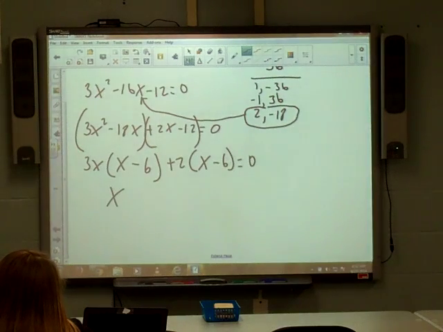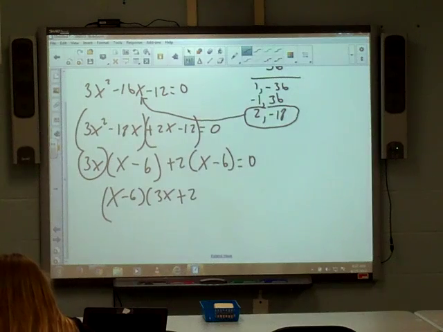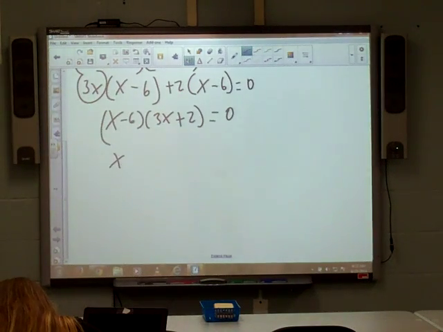X minus 6. So we write that out. Now if I took an x minus 6 away from the left, what's left? 3x. But not a kid, Kylie's catching on. Okay, so you factored, you did the hard work. Now you just got to finish it out and solve it. X minus 6 equals 0.